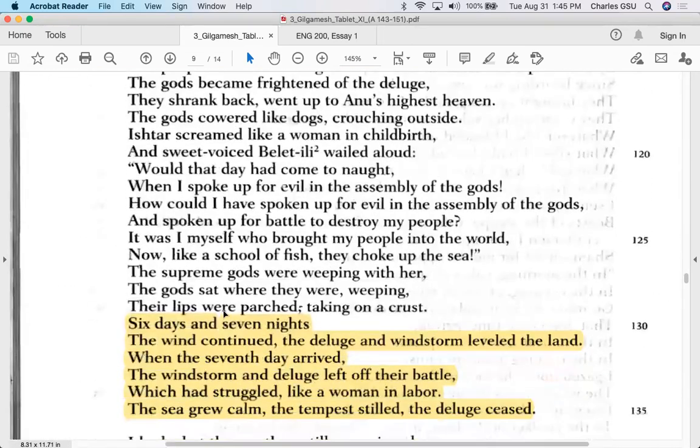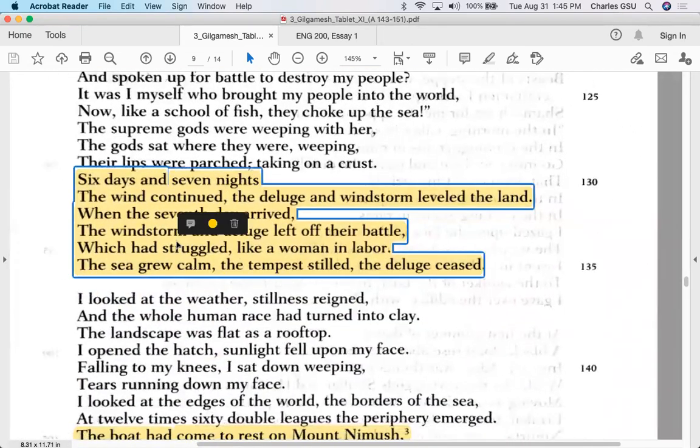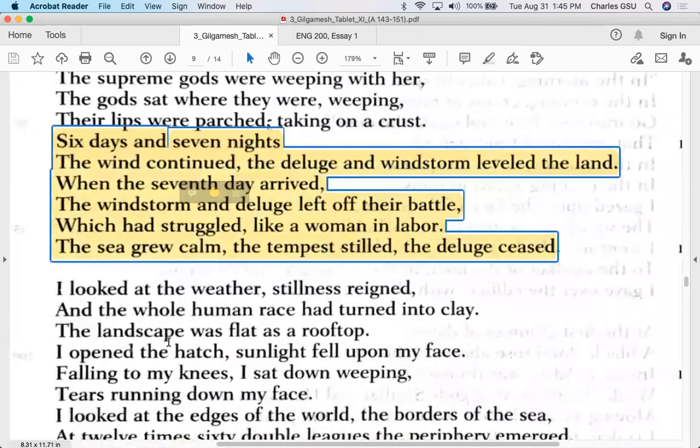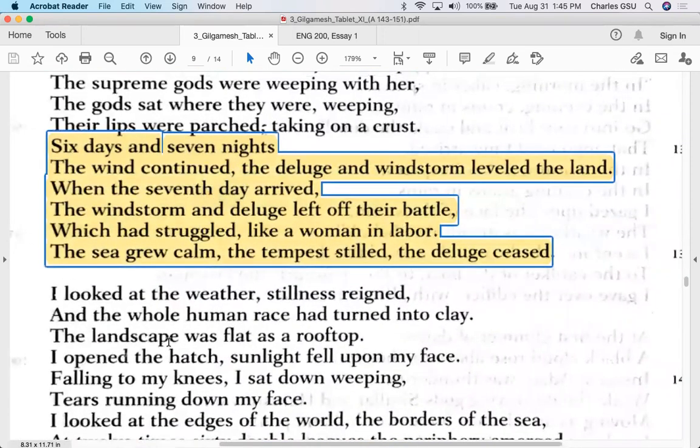And then 6 days and 7 nights, the wind continued. And that number 7 we've had before, right? That God created the earth in 6 days and then rested on the 7th. And in Noah's story of the ark, the same thing occurs, 6 days and 7 nights. The wind continued, the deluge and windstorm leveled the land.